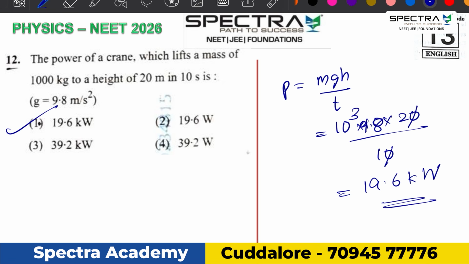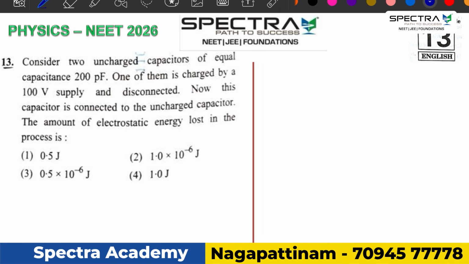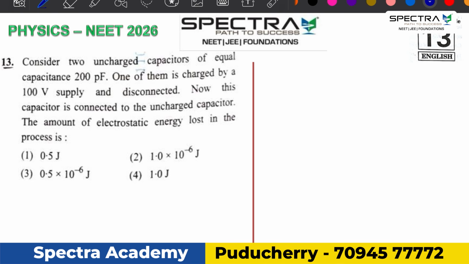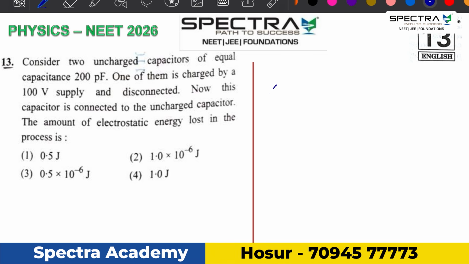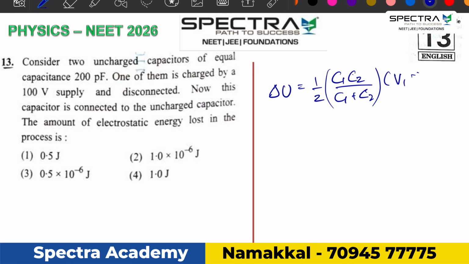First option. Question number 13. Consider 2 capacitors of equal capacitance 200 picofarad. One of them is charged by 100 volts and disconnected. Now this capacitor is connected to an uncharged capacitor. The amount of electrostatic energy lost, direct equation. The amount of energy lost is equal to, what's the equation we studied? Half C1 C2 divided by C1 plus C2 into V1 minus V2 the whole square. It's a direct equation, right? So C1 and C2 both are the same value. V1 minus V2. V1 first, put 100.